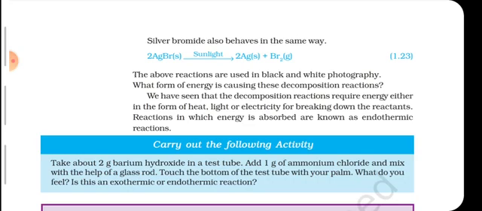So a decomposition reaction requires energy either in the form of heat, light or electricity for breaking down the reactants. The reactions in which energy is absorbed are known as endothermic reactions. I repeat, the reactions in which heat is released are known as exothermic reactions, and those in which heat is absorbed are known as endothermic reactions. As I told you earlier, every decomposition reaction requires energy in the form of heat, light or electricity. Okay.